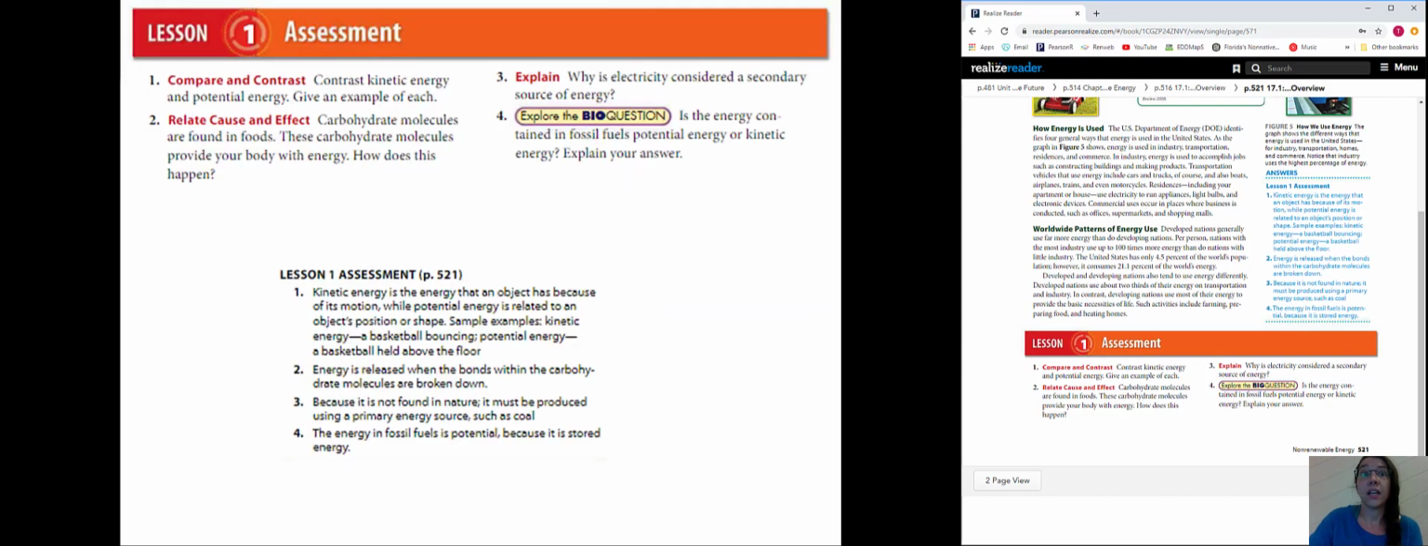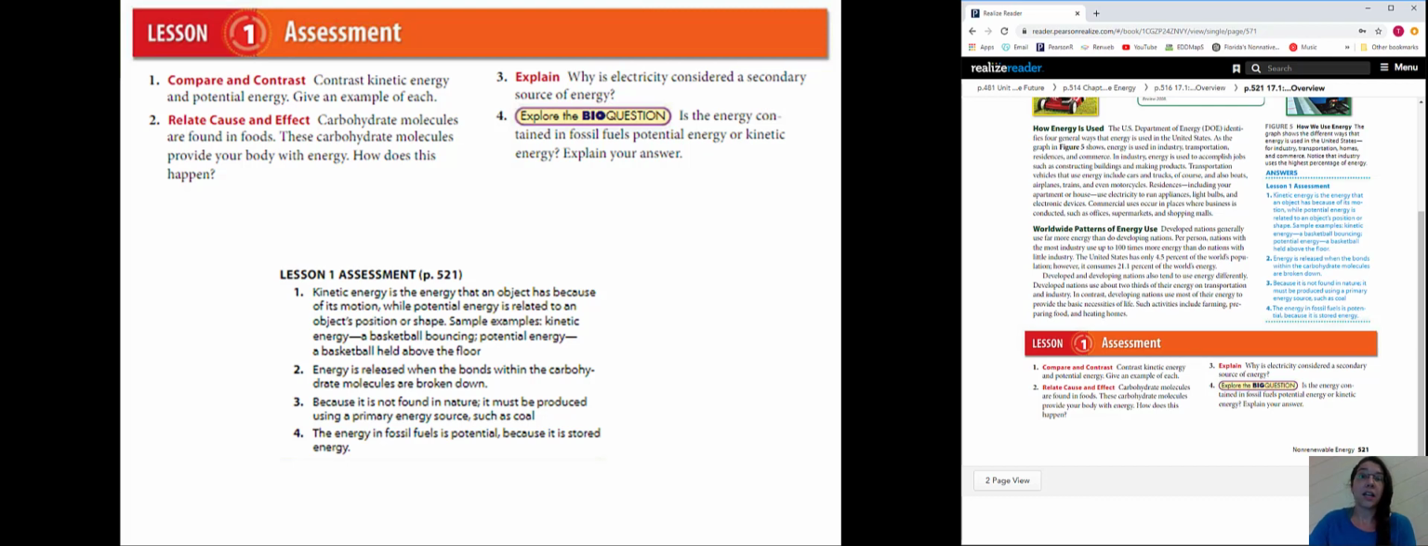All right, so let's take a look at our Lesson 1 assessment. So this completes our Monday and Tuesday lecture. Number 1, compare and contrast kinetic energy and potential energy. Give an example of each.